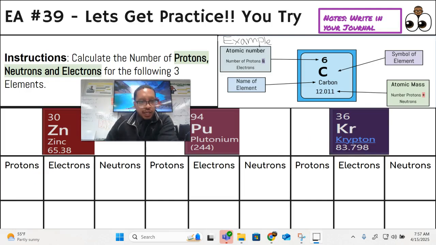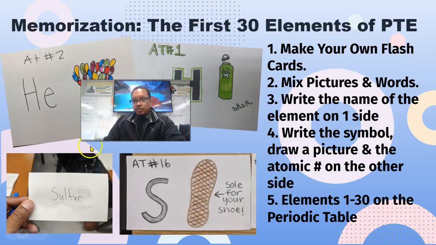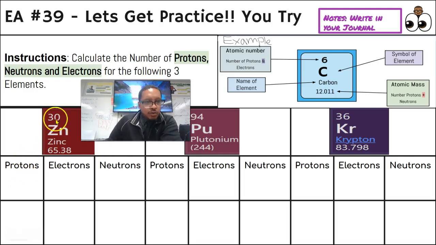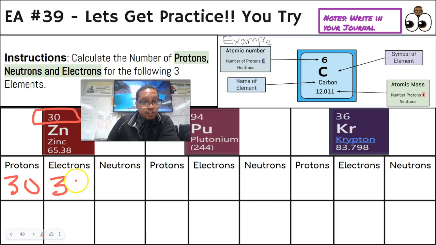All right, let's go ahead and do zinc right here. So the number of protons, hopefully you're like, I got it, it's the atomic number. So it's 30. And if it's a neutral atom, the number of electrons is also going to be equal to 30. So 30 positive, 30 negative, it'll be neutral.